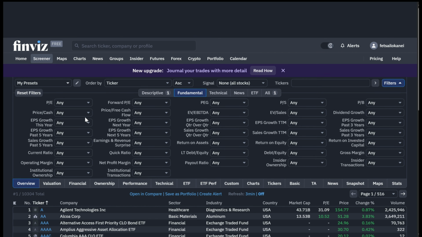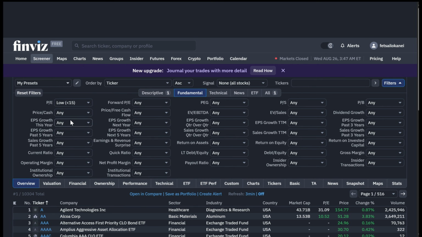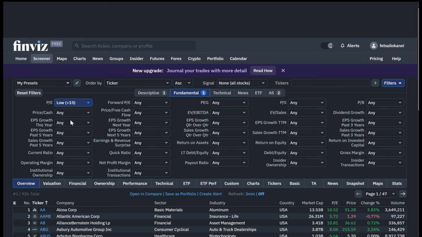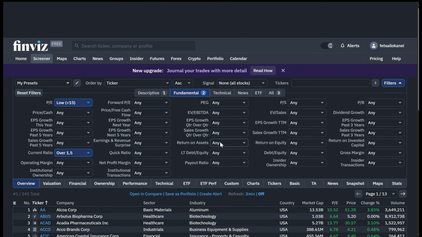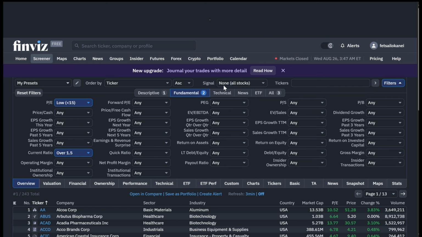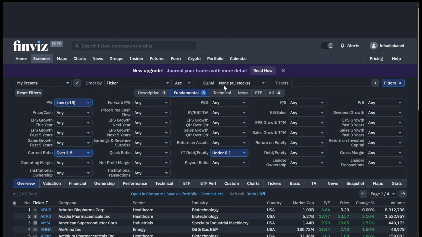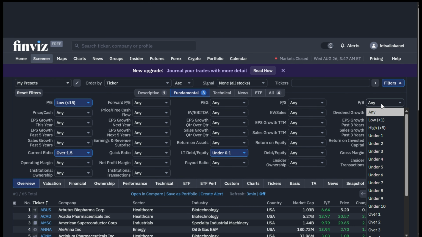Fundamentals has a limitation too, but work with what is there. On fundamentals, I come to a low PE ratio. It could include negative PE ratios at times, but usually I just set the PE ratio to be low. Current ratio just over 1.5. Return on assets, I usually leave. Long-term debt to equity ratio, I usually put under 0.1, to get those with very low debt. Price to book value is still subjective. At times I put higher, at times I just leave it.